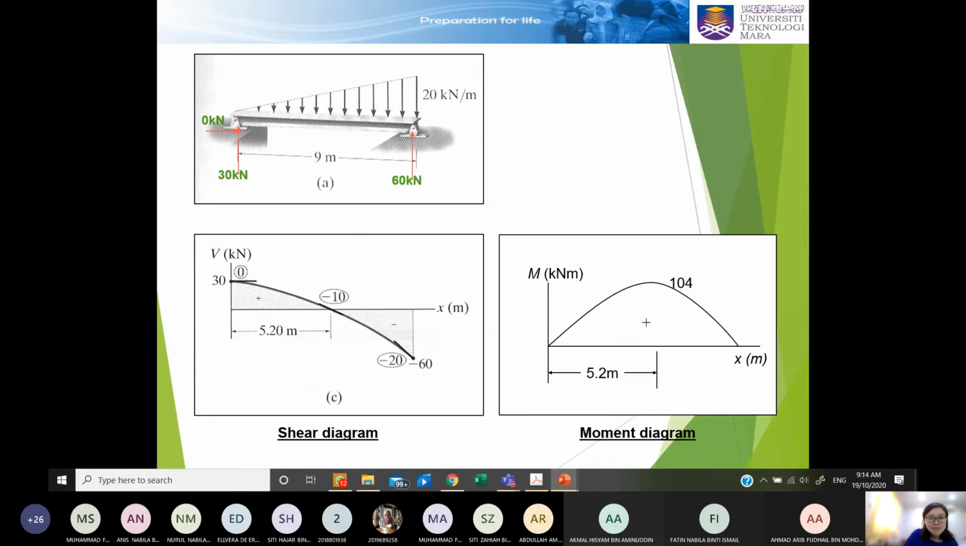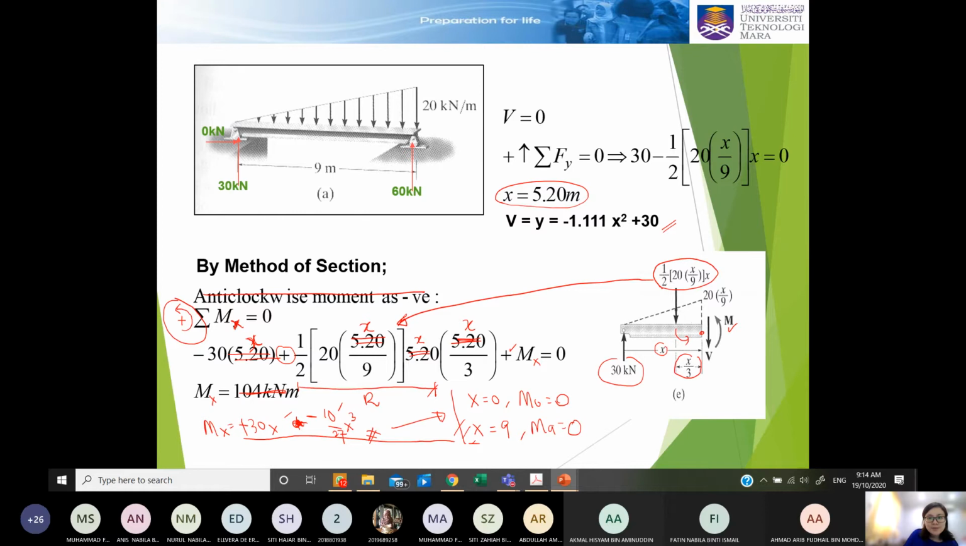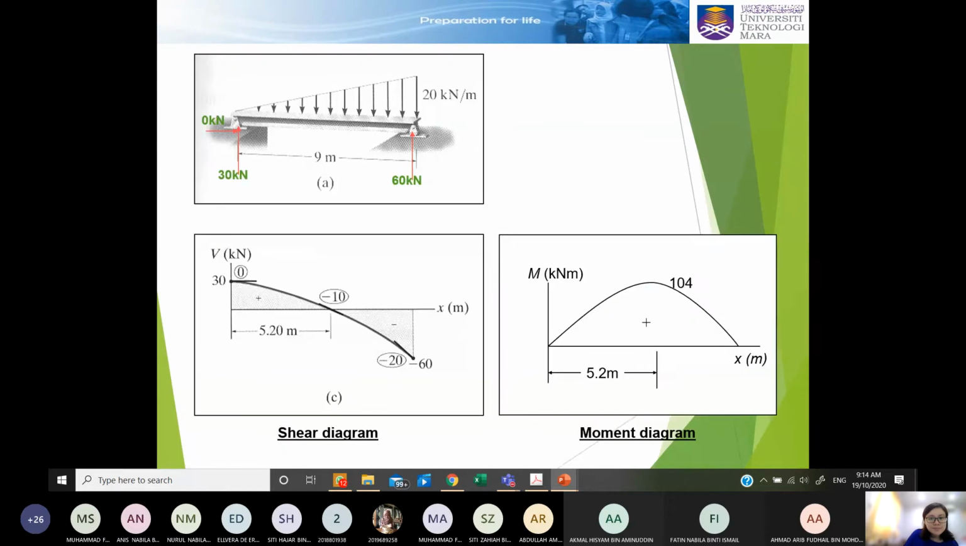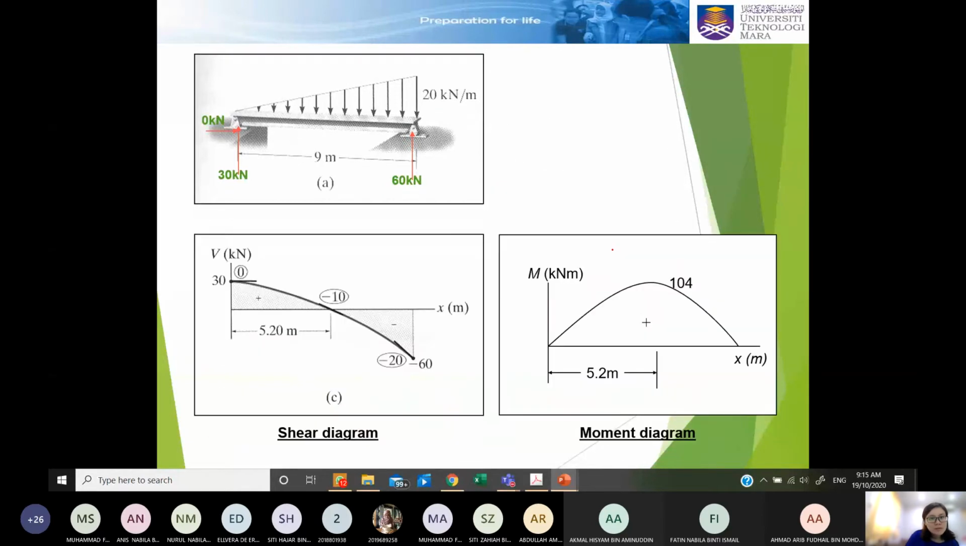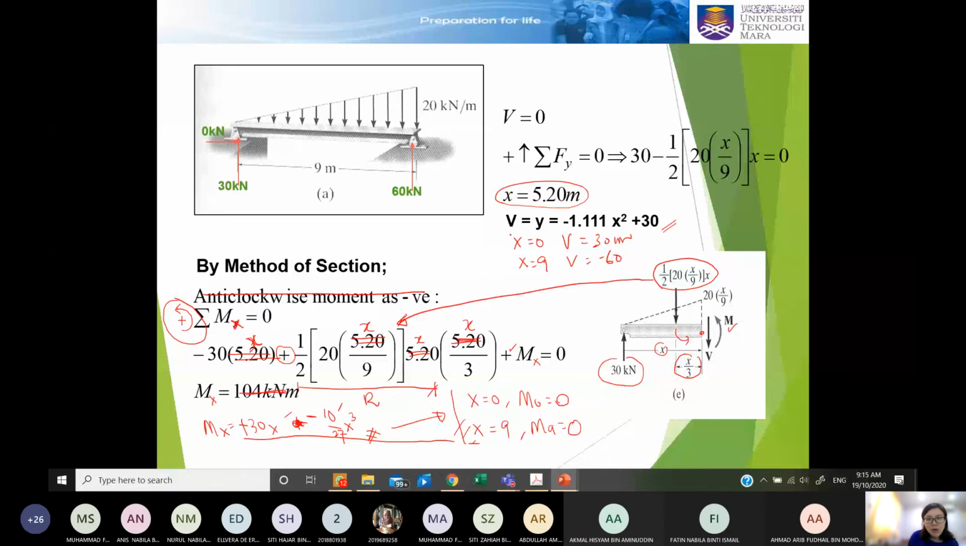Just now we have determined, sorry, I have erased it. If not mistaken, when x is equal to 0, the V just now is 30. And when x is equal to 9, the V is negative 60, is it? Yes. So once you have obtained the value of shear and the value of bending moment at the points of interest, then you can plot them in your shear force and bending moment diagram.